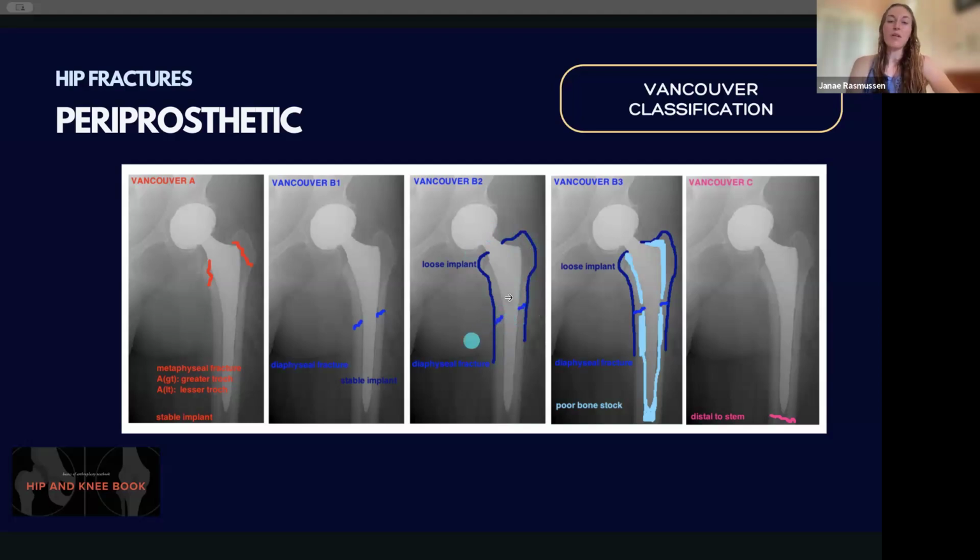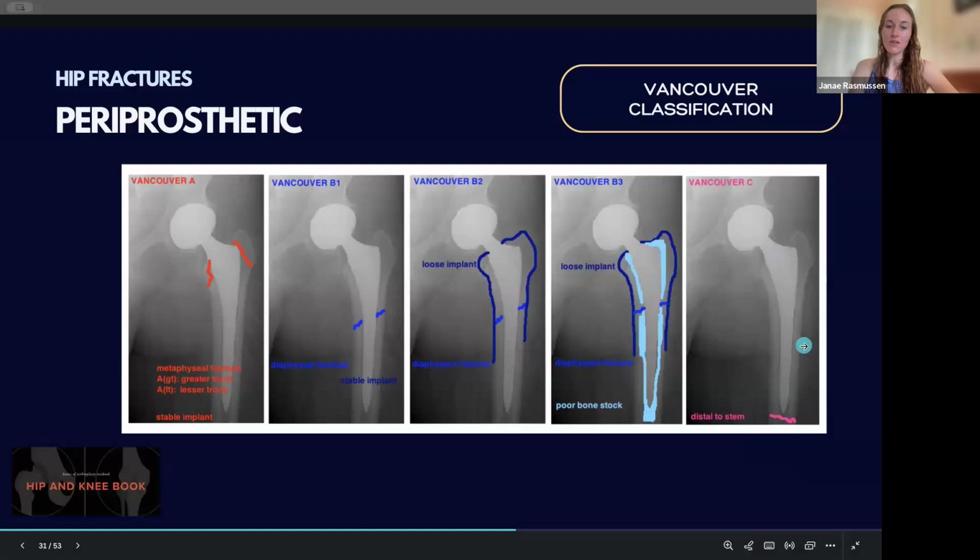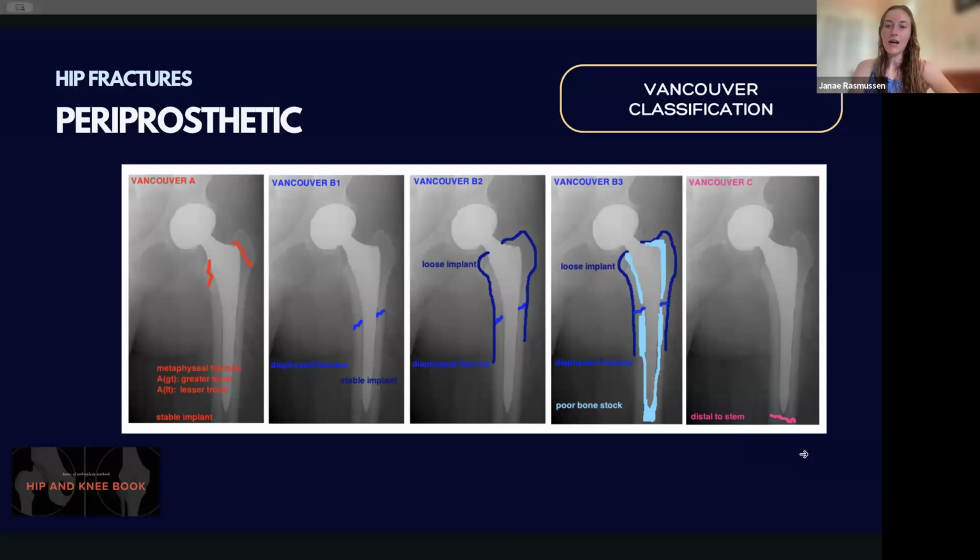So you can't just throw a cable around it and call it good, meaning that this implant is loose, whether it's in the metaphyseal region or, for example, in B3, where now it's loose more distally. So you also have that loss of fixation in the diaphysis. And oftentimes in B3, you'll have very poor bone stock. And then in Vancouver C, this is where you have a fracture distal to the stem. This is typically in areas where you have what we call a stress riser. And so in those scenarios, oftentimes you can consider things like plate and screw fixation. You can also consider things like revision arthroplasty.